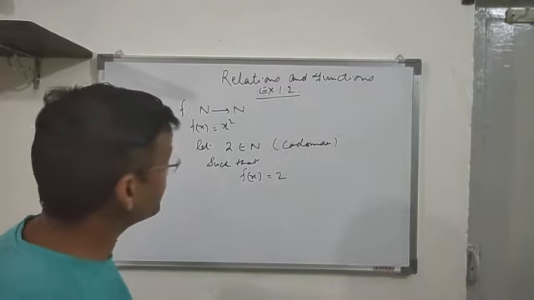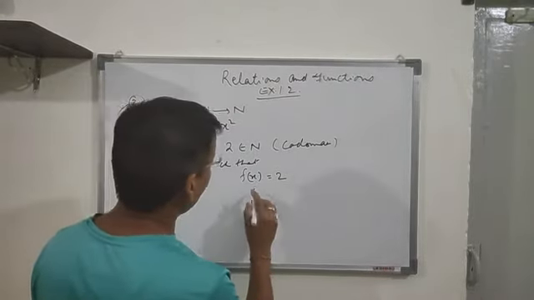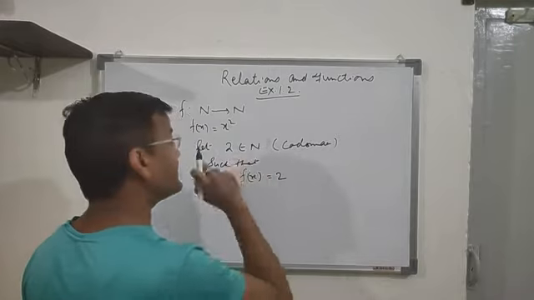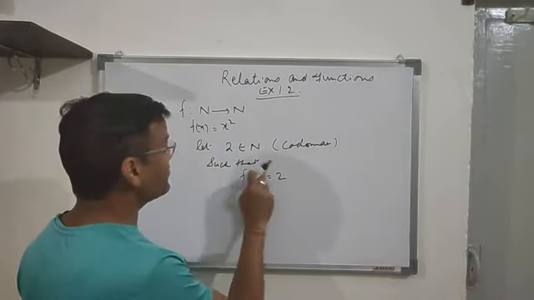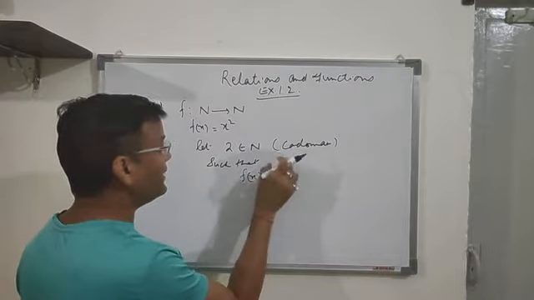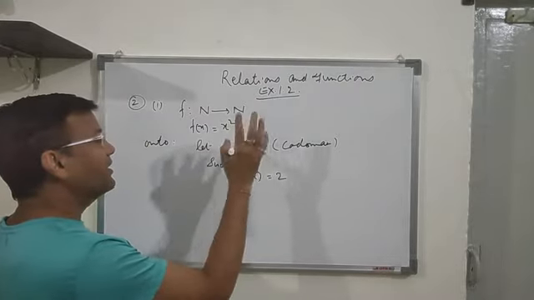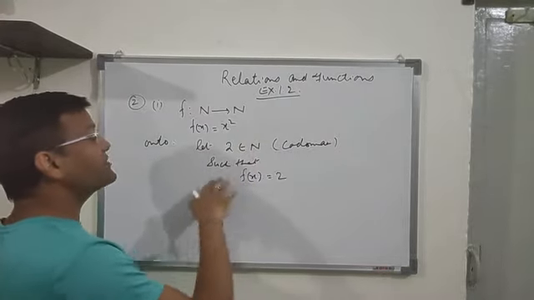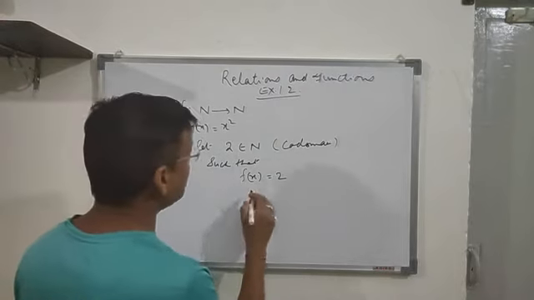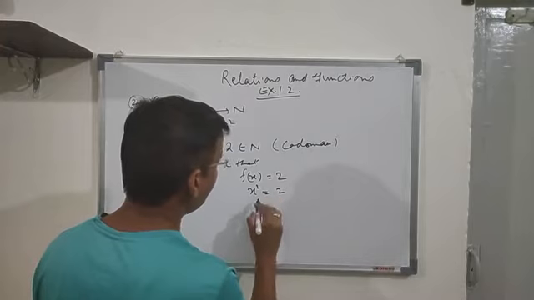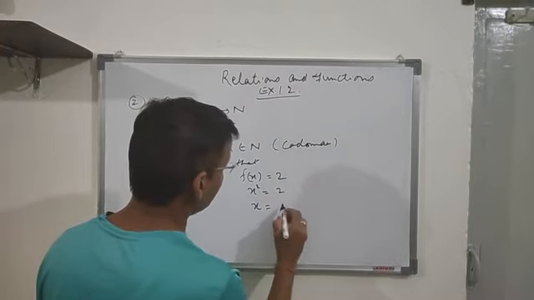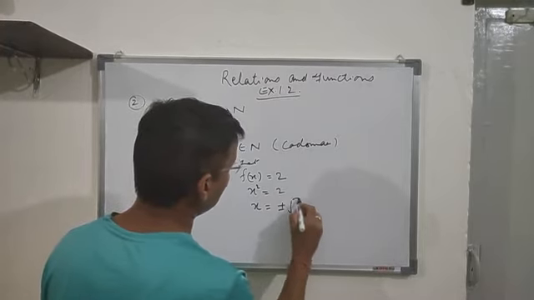f(x) equals 2. That means there is some element in the domain such that f(x) equals 2, because this element has been taken from the codomain, and this element is the image of some element. So if f(x) equals 2, that means f(x) = x square = 2. So that means x is equal to plus or minus root 2.